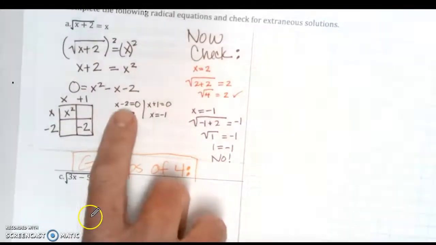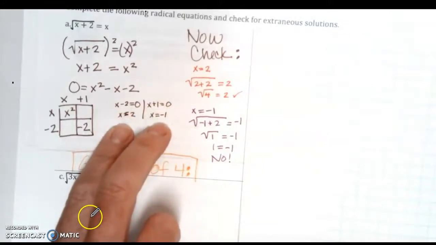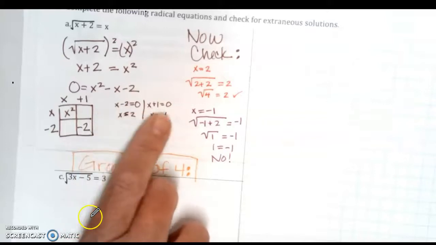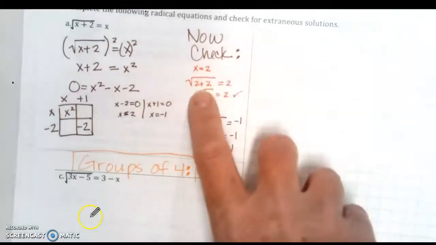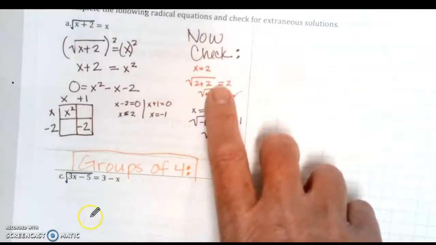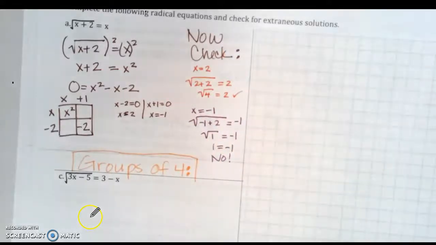So then you're going to take each of your binomials and set them equal to 0, and solve them independently. These are pretty easy. They're just the opposites, right? Okay? Once you have those 2 answers, you're going to check them. So let's check the 2 first. If we plug in 2 under that radical, we have 2 plus 2, which is 4, and the square root of 4 is 2. That one works great. Okay? Your checking should be way faster than your actual solving, right?